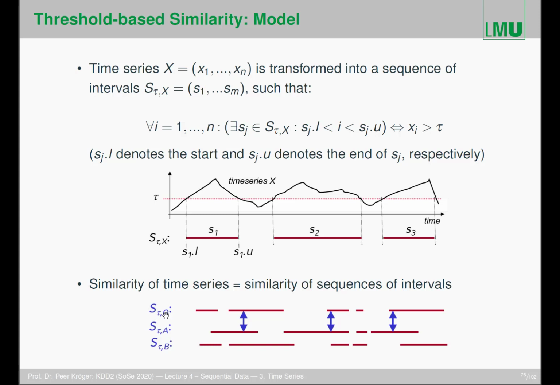So here is, for example, one specific time series with the corresponding interval sequence, and here is the second one, and here's the third one. You see here that B and Q are much more similar to A, because the interval sequence is much more similar.